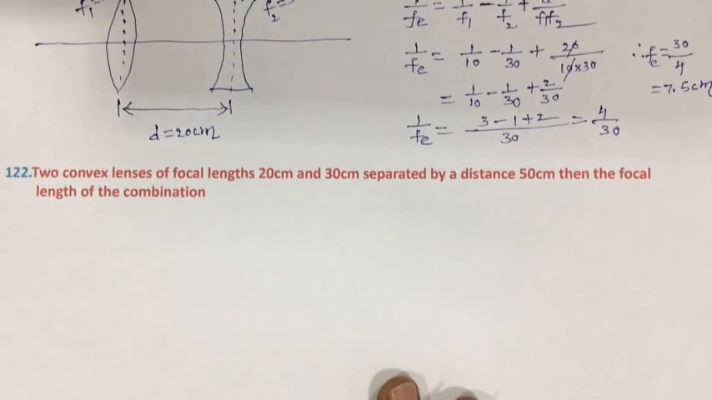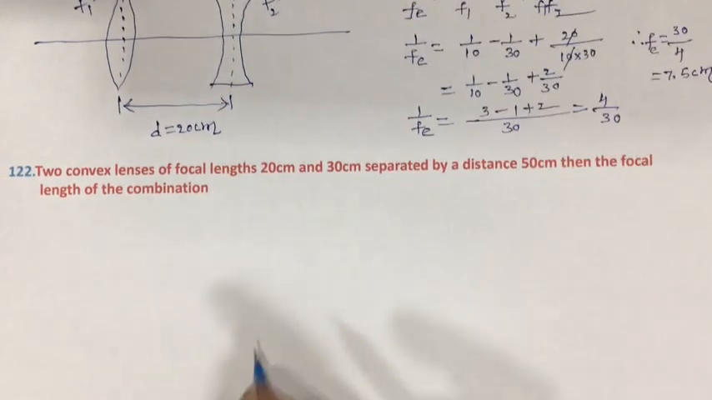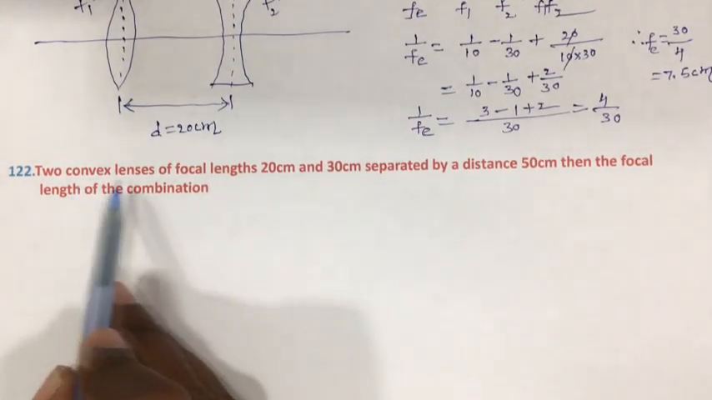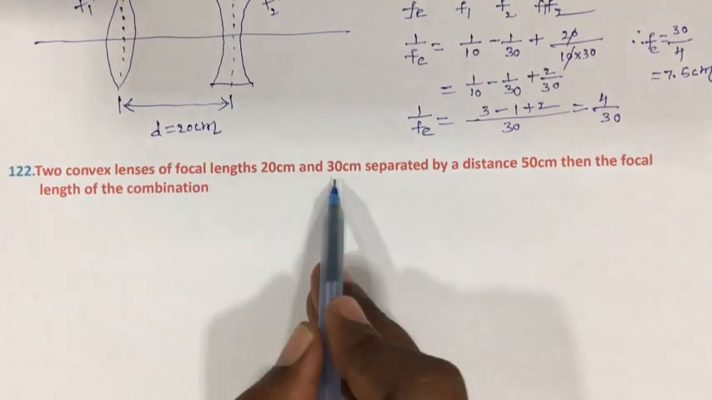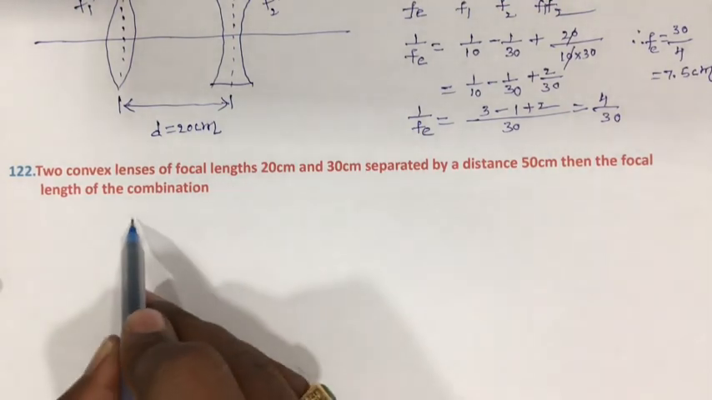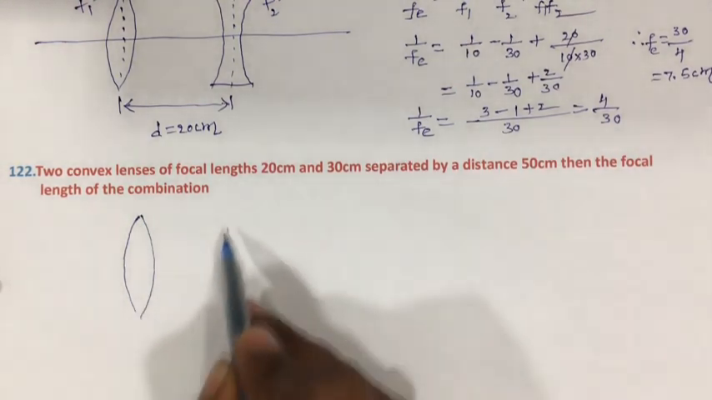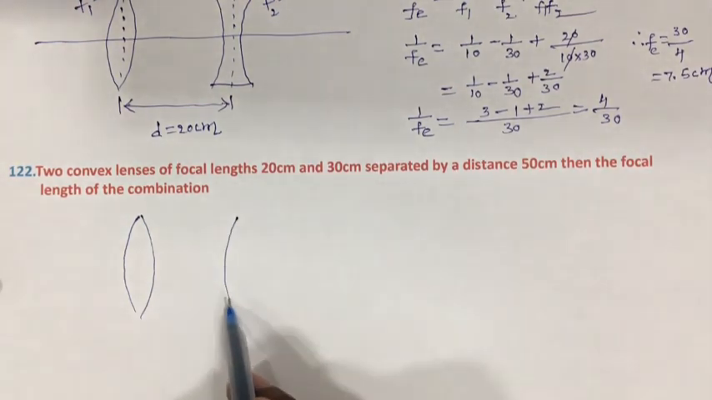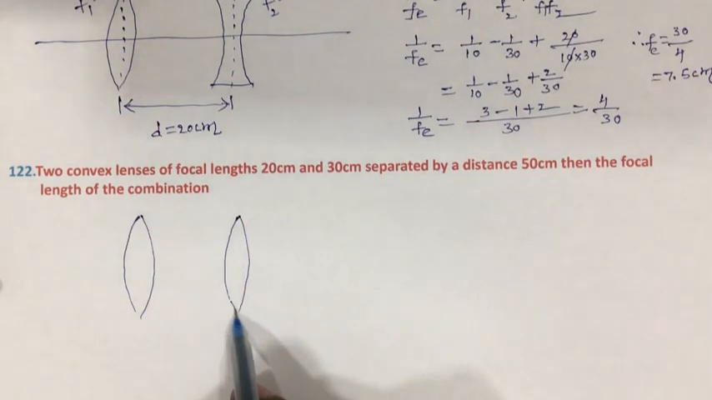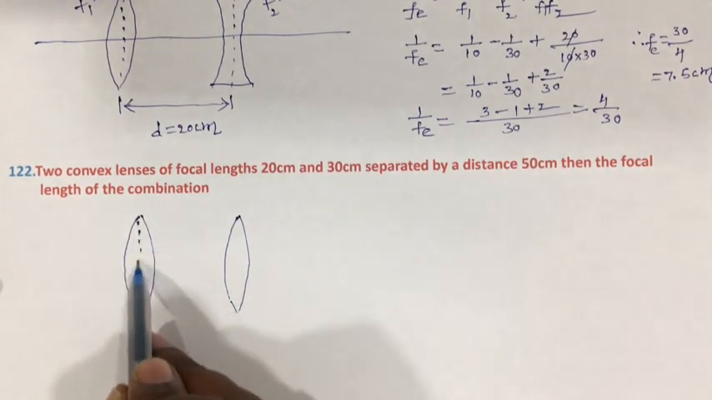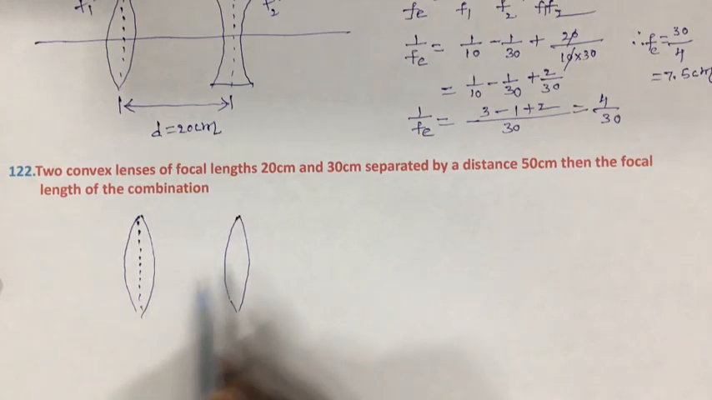Next, this is another problem. Two convex lenses of focal length 20 centimeter and 30 centimeter. Here both lenses are convex. So this is a convex lens, this is another convex lens. Both are convex lenses. Their optic axis.